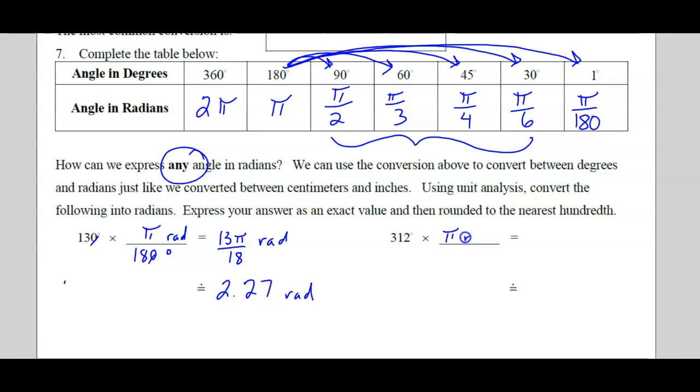Next one, pi radians over 180 degrees. So what divides out there? 312 divided by 4. So 78 pi over 45. Does anything else go in? 3 goes into that. So 78 divided by 3 is 26 over 15. And then decimal form. Okay.